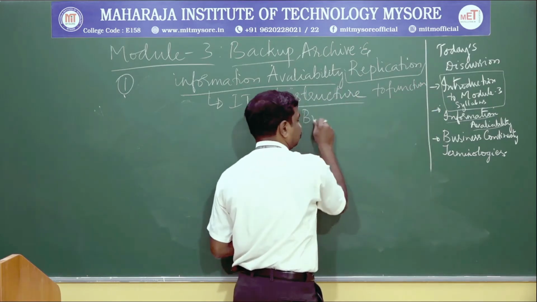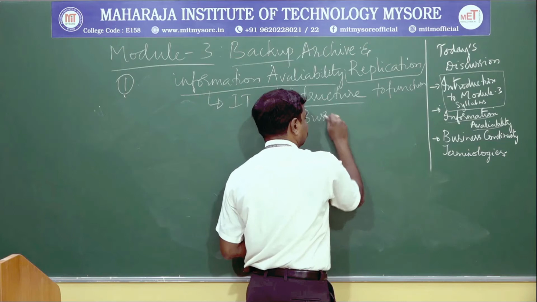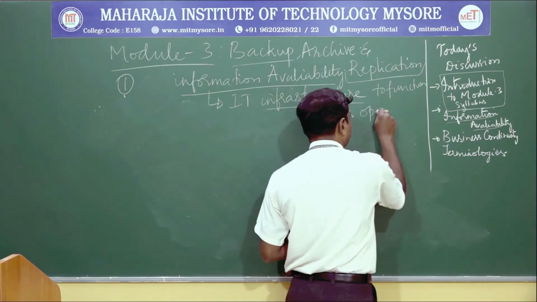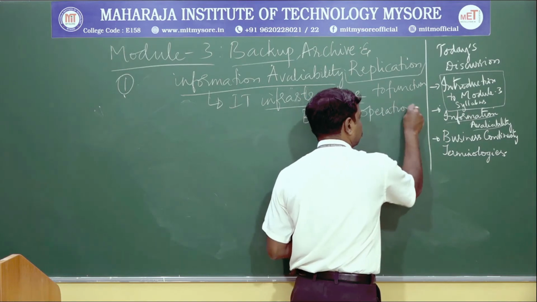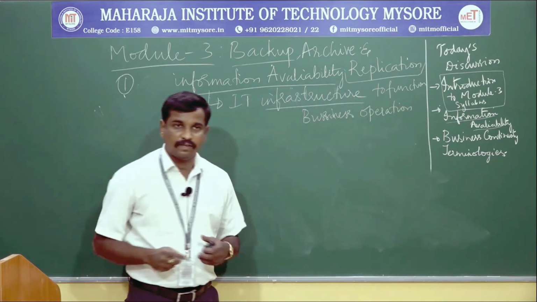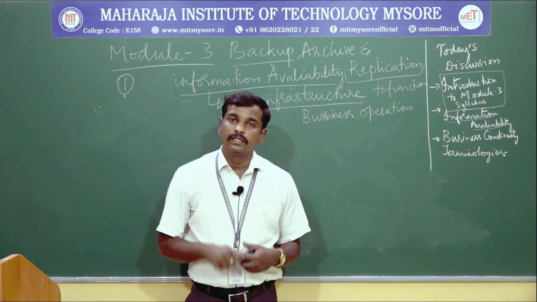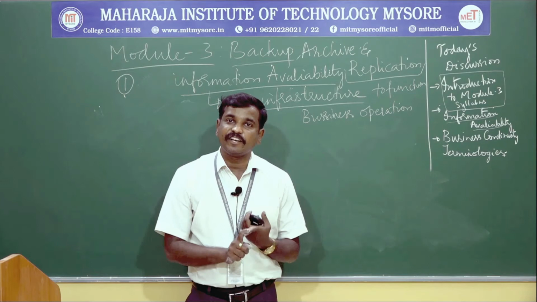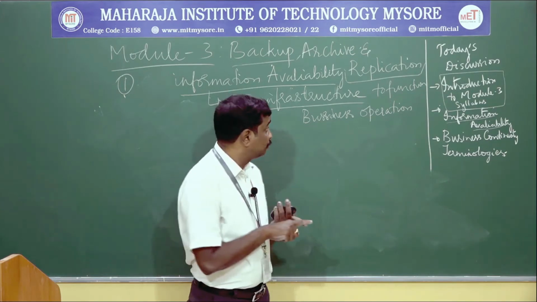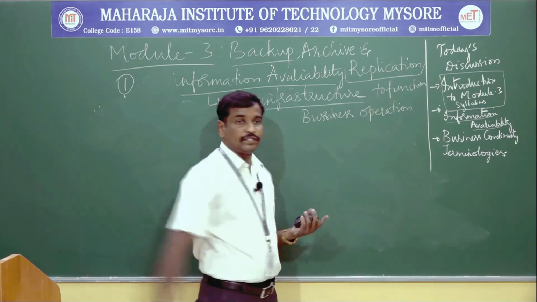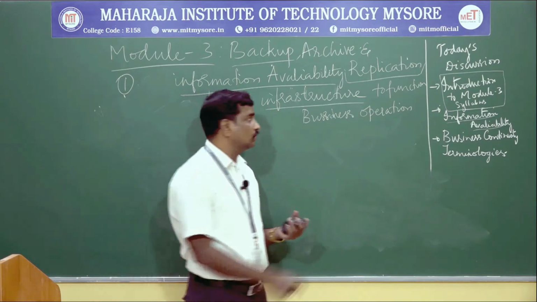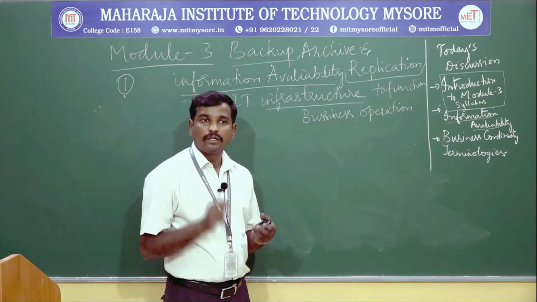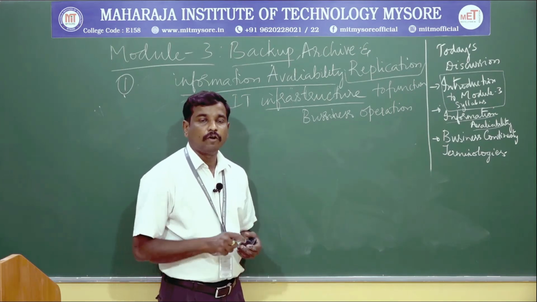according to the business perspectives, according to the business operations. That is how we are defining information availability. I will repeat once again, information availability is the ability of an infrastructure to function according to the business expectations during a specific time.